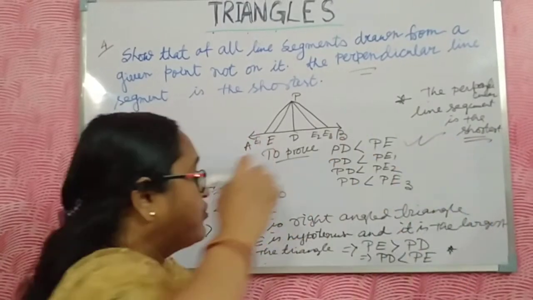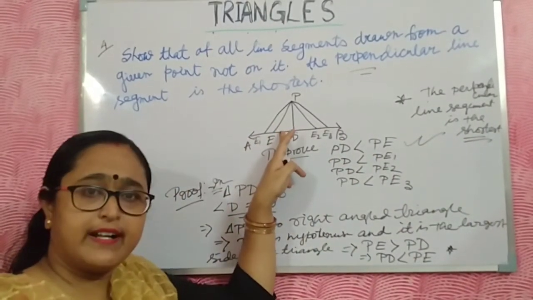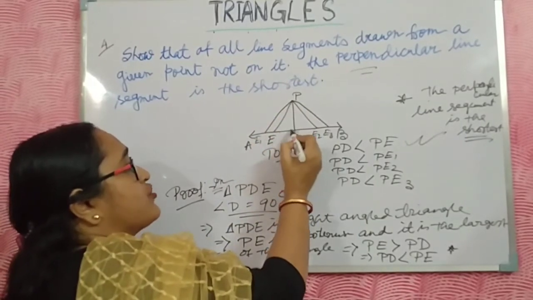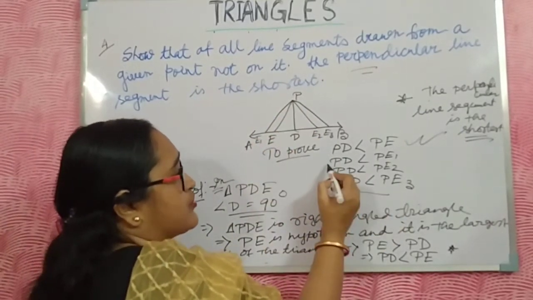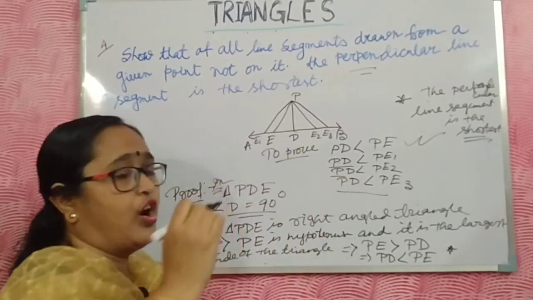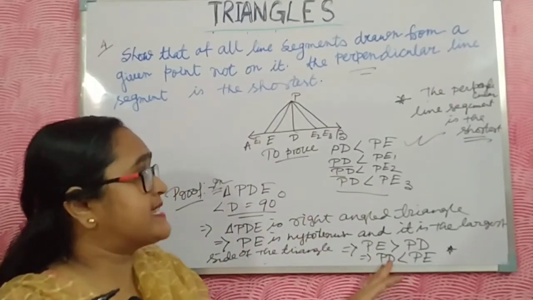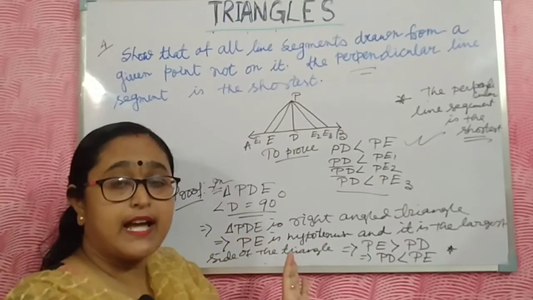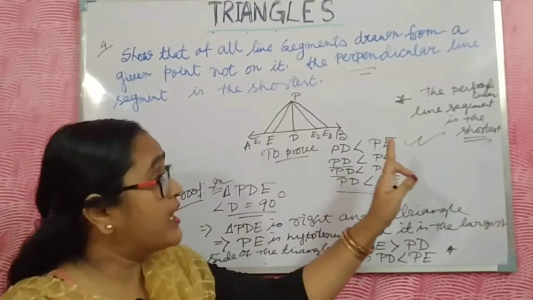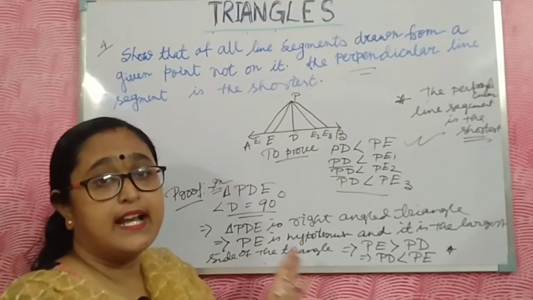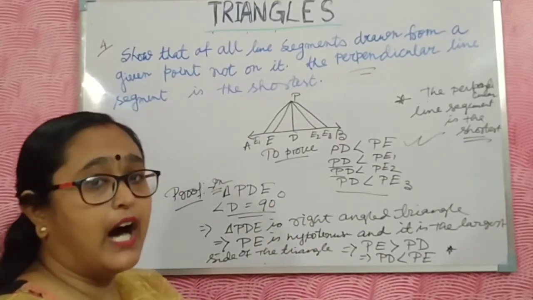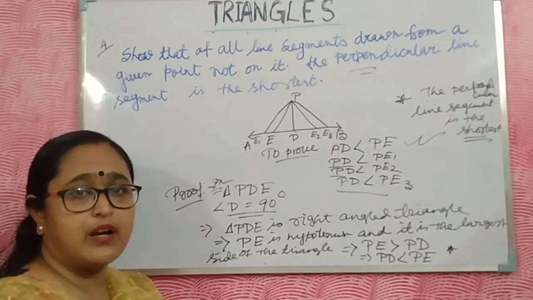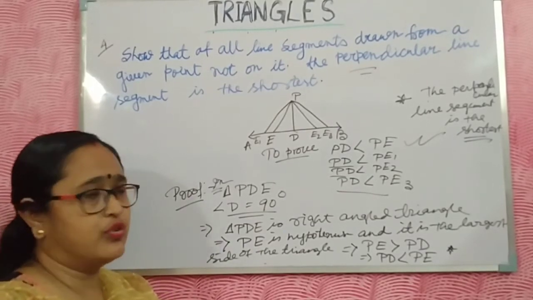I just took one triangle, and you can take many other triangles and prove this also. From one proof you can say the perpendicular line segment is the smallest or shortest line segment. Before going to the next part, pause it and write in the copy, and take a screenshot also.